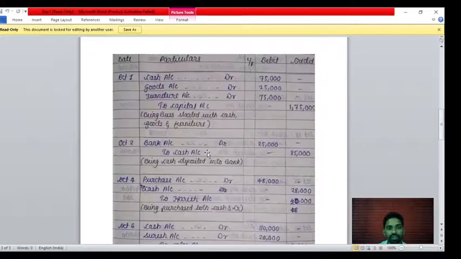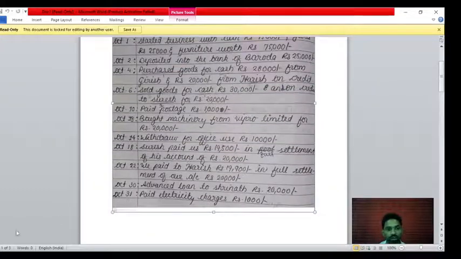Okay, the next is a similar transaction on 22nd October. We paid to Harish. We paid means the business paid to Harish rupees 19,900 in full settlement of our account of rupees 20,000. So the business actually had to pay 20,000 but paid 19,900. It means Harish has given 100 discount to the business.